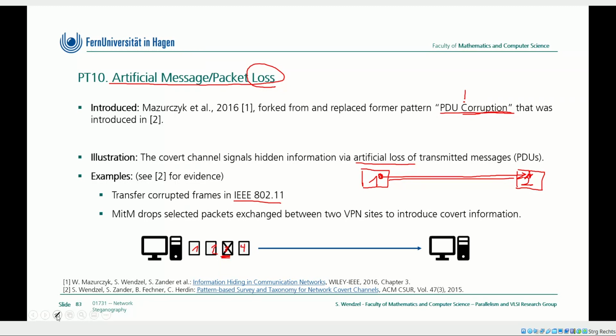So there is no intermediate communication feasible. They are not allowed to communicate to outside systems, but let's assume here is a router. And that's the actual covert receiver. Then the covert sender could send selected packets to the destination, but it could drop selected ones, so the channel would work, and this way information could be leaked to the covert receiver.